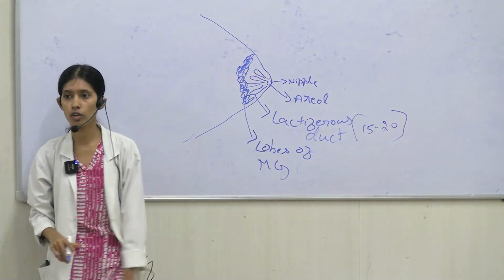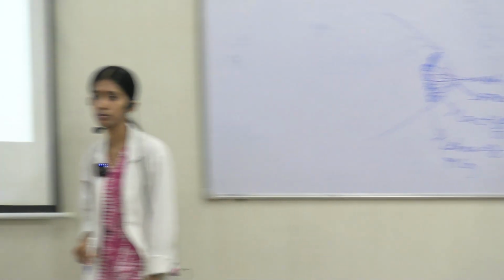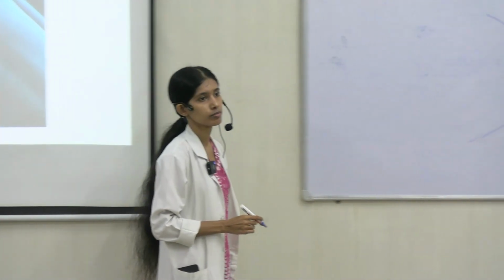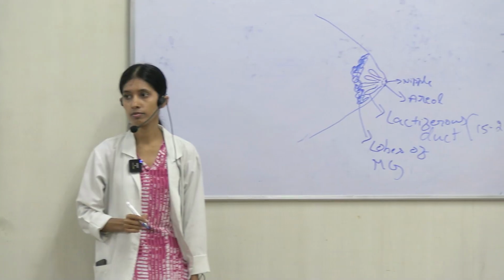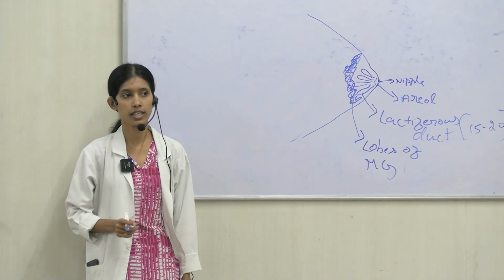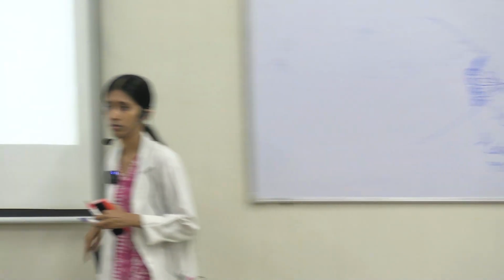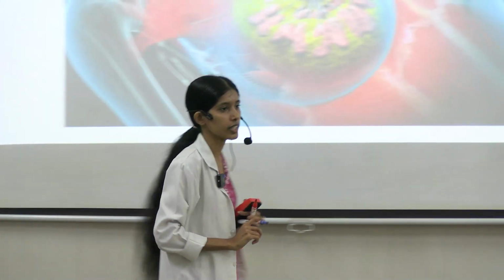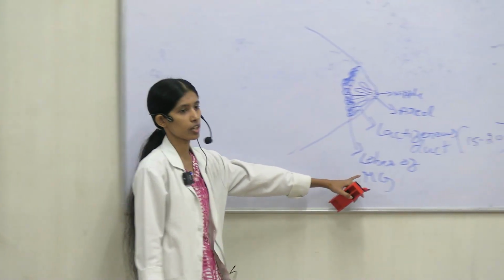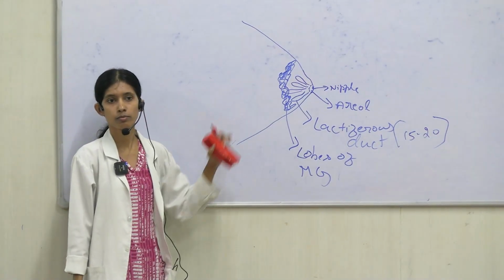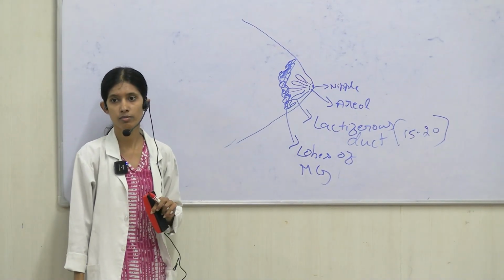So what is the function of the lobes of your mammary gland? It helps in the production of milk. Anything else? Fine. What are the other structures you see in the mammary gland? Is there any other structure after the lobes? Yes?